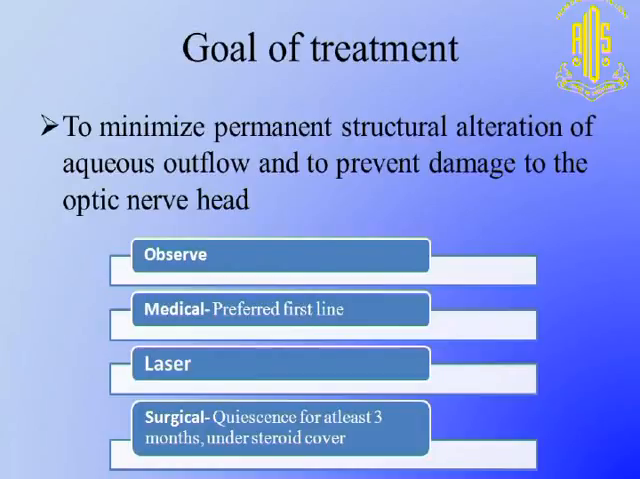Occasionally you will need lasers, especially if there's an iris bombé formation because of the synechiae. There's a pupillary block and you need to relieve that block, so you would need some kind of laser there. And sometimes, when nothing works, you will need surgery. So I'll just show you a couple of cases.